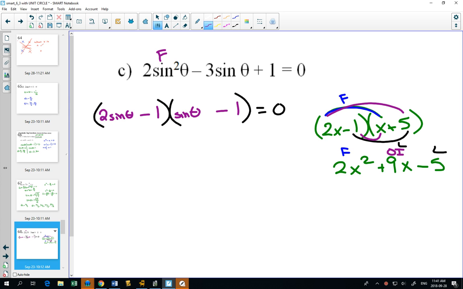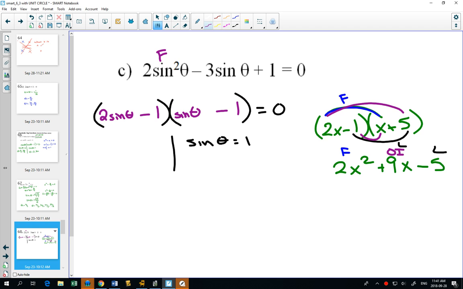So to get a -3 using the outside and the inside, they both have to be negative. And if I do a quick check, are my last ones still +1? Yes. So that allowed me to factor it. And now that I've factored it, here, sine theta could equal 1 to make that one 0. What would make this one 0?